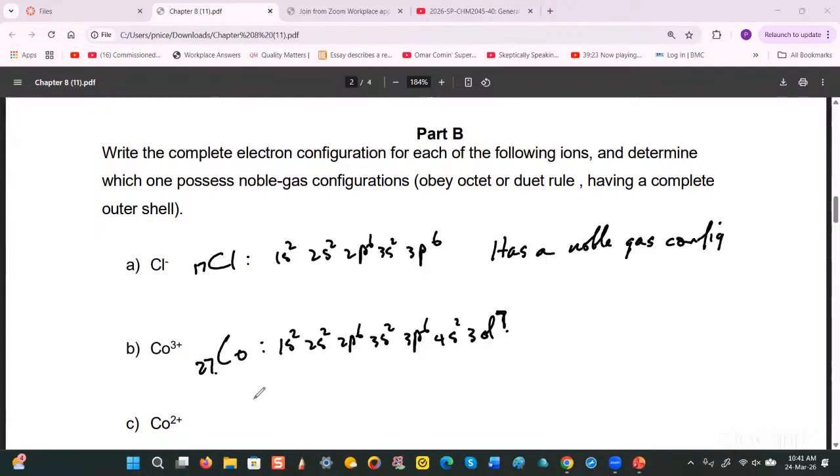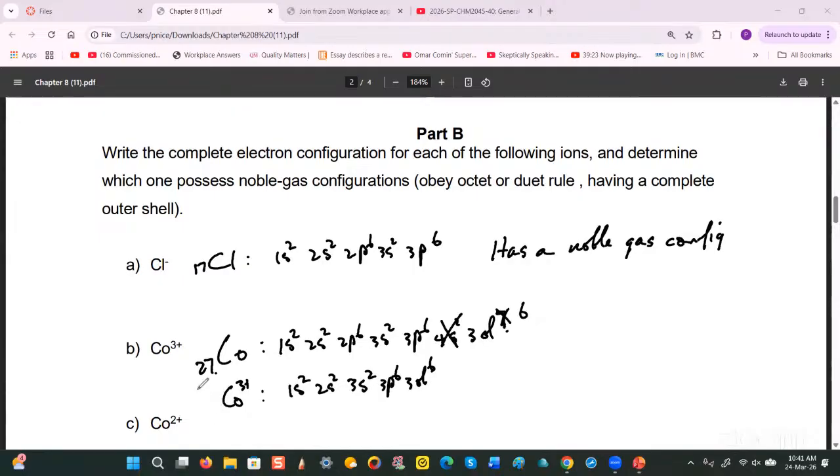How do you get from cobalt to cobalt 3+? You get rid of the 4s electrons first, so this will disappear. And we have to subtract 1 from the 3d, and that will give you 6. So therefore, the cobalt 3+ configuration will be 1s2, 2s2, 2p6, 3s2, 3p6, 3d6. All right? And that's what you do.